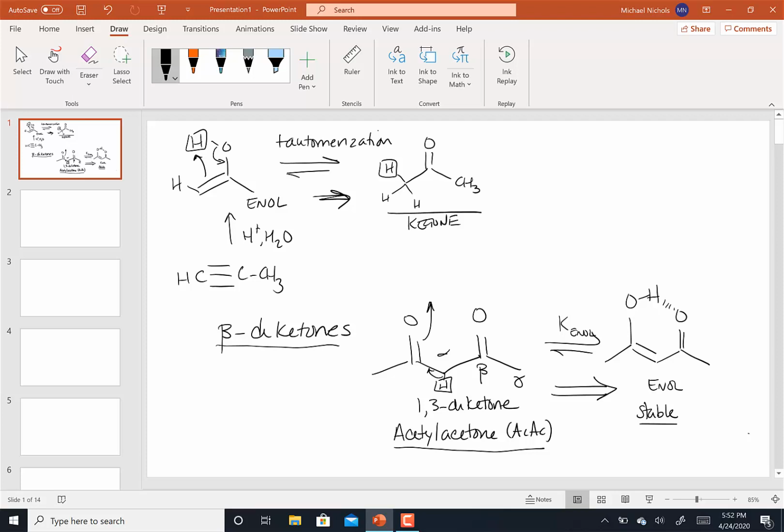Run-of-the-mill enols, like this is acetone, right, from lab. The enol of acetone is very unstable. And so I think it's only been in the last probably 20 to 30 years that anybody was able to isolate the enol of acetone because it is so unstable.